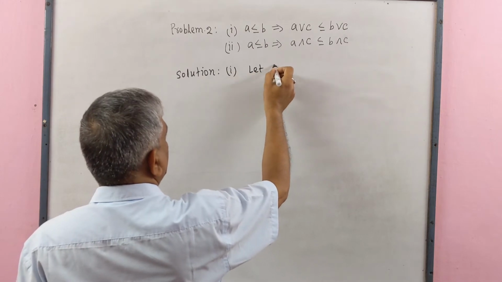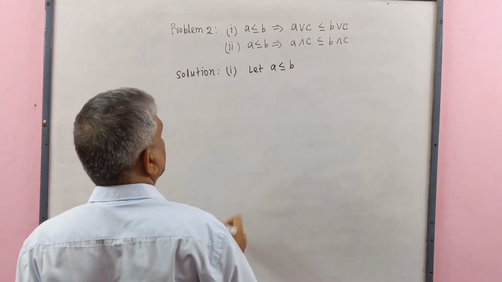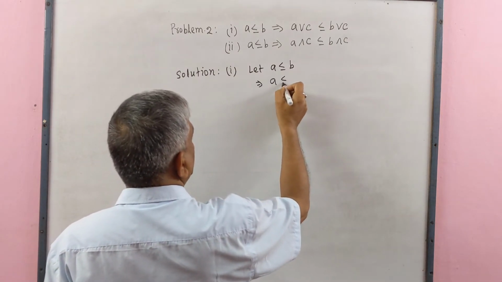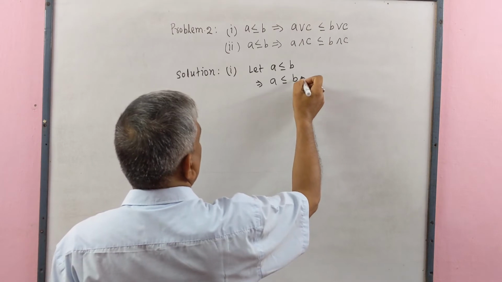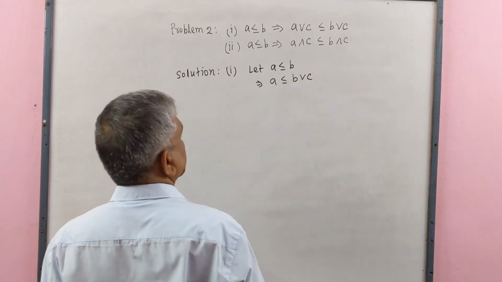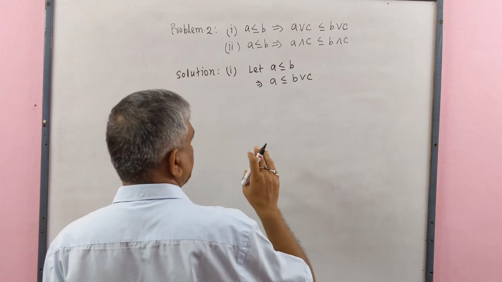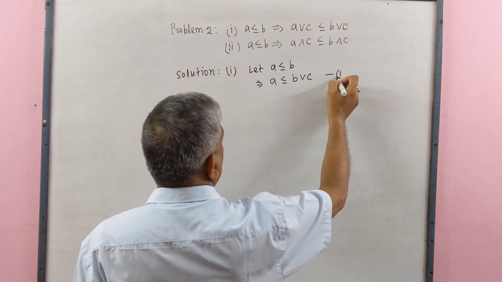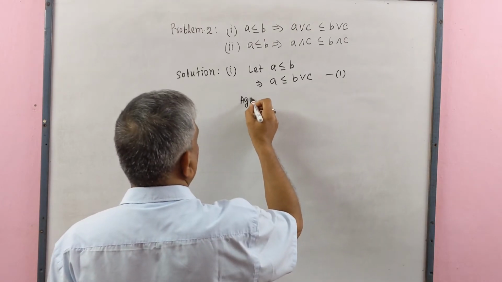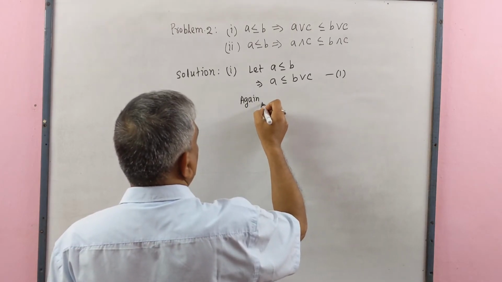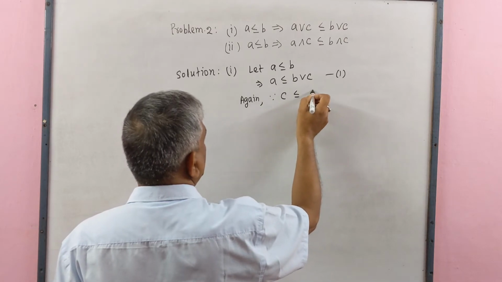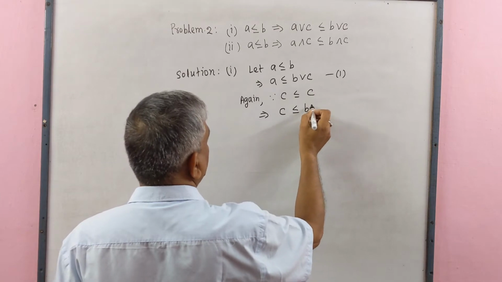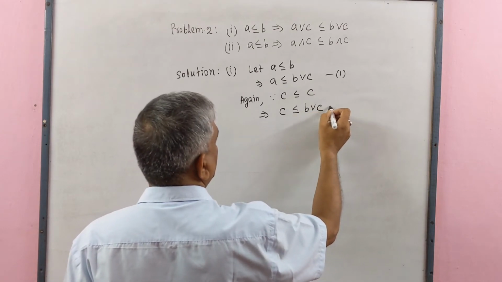Let A ≤ B. This implies that A ≤ B ∨ C with the basic property. This is number 1. Again, since C ≤ C, this implies that C ≤ B ∨ C. This is number 2.